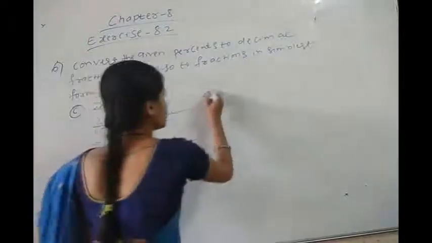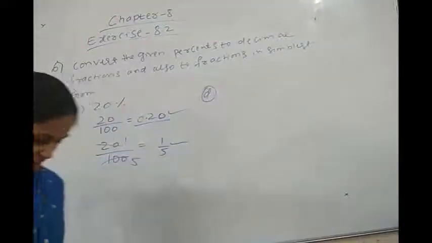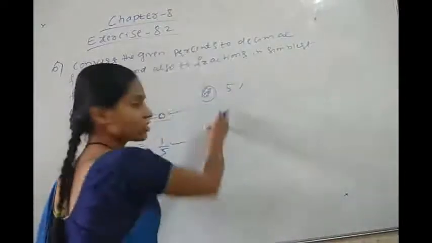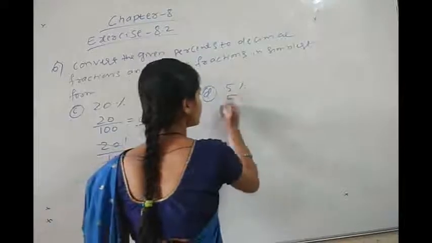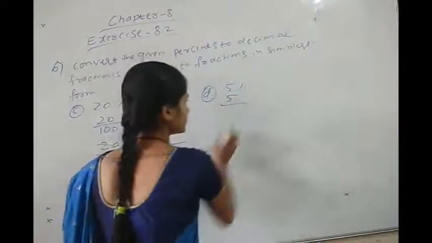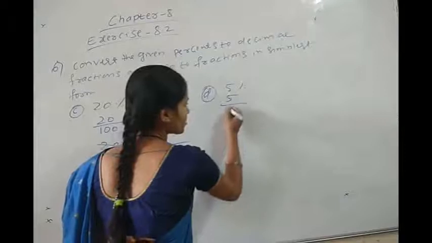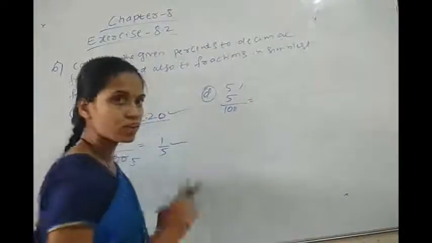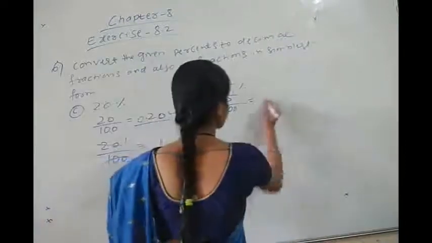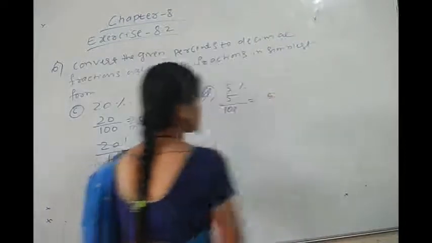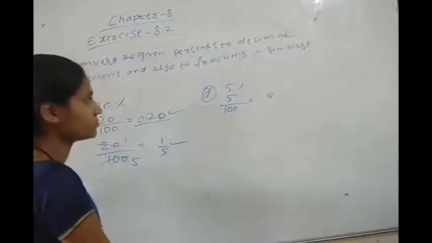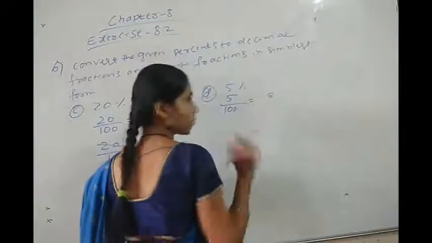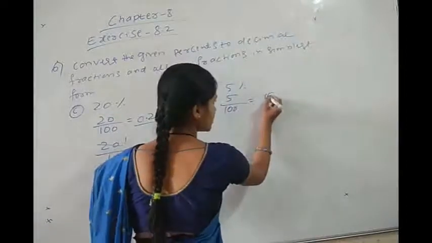Now question number D is 5%. Now let us write this 5% in terms of decimal. I will write 5% as 5 divided by 100. Now in the denominator I am having 2 zeros. Write 5 as it is. Leave 2 numbers. I will write 0.